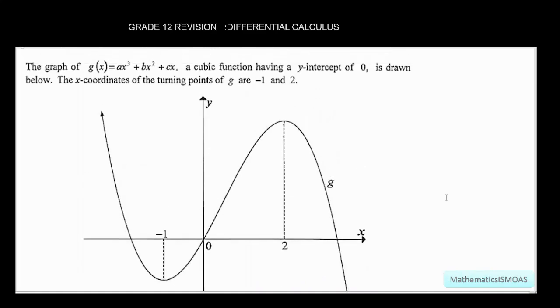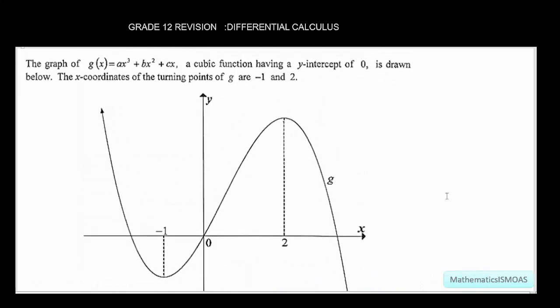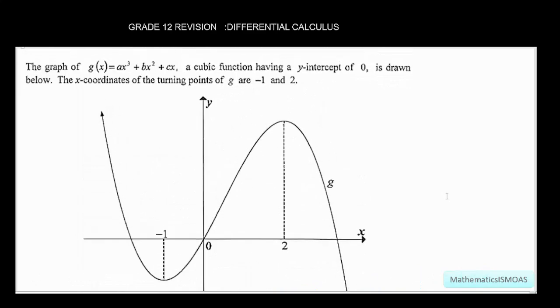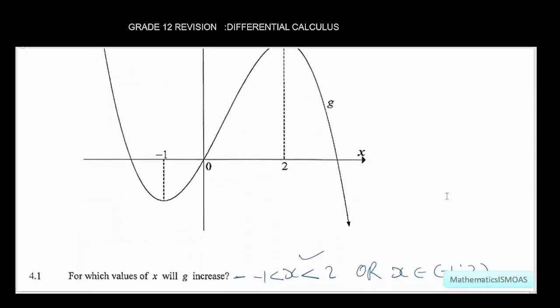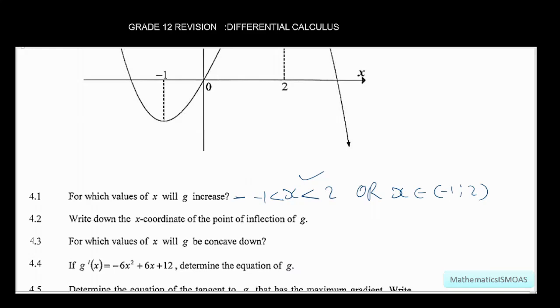Therefore, we need to use another approach. But we also know that to find the x coordinate of the point of inflection, we take the x coordinates of the turning points, add them together, and then divide by 2. Therefore, for question 4.2, x will be equal to the x coordinate of the turning point -1 plus the x coordinate of another turning point 2, all divided by 2, which is equal to 1 over 2.